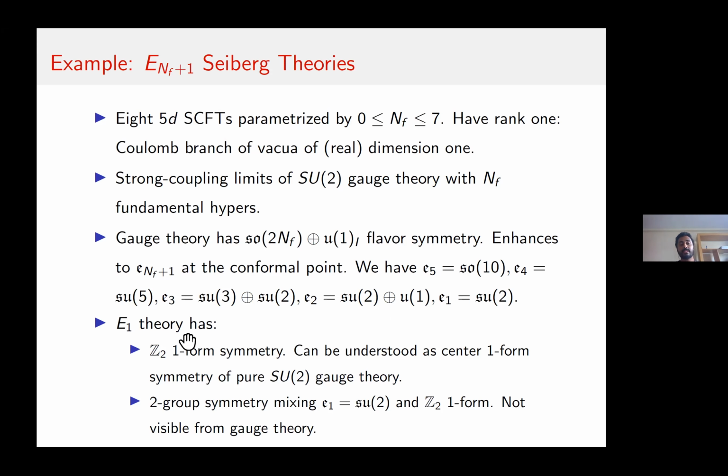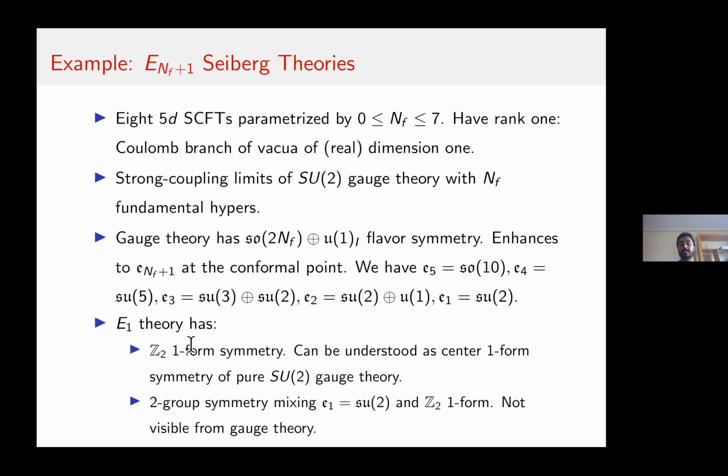Now, moreover, the E1 theory, out of all of this list of theories, has a one-form generalized symmetry, which is Z2. And this can be easily understood as simply the center one-form symmetry of the SU(2) gauge theory. Since we have a pure SU(2) gauge theory, there are no fundamentals. The Z2 center of SU(2) survives as a one-form symmetry.